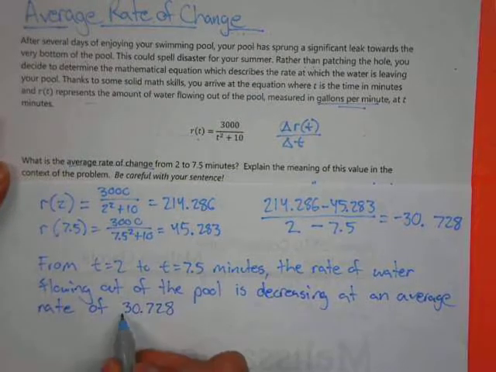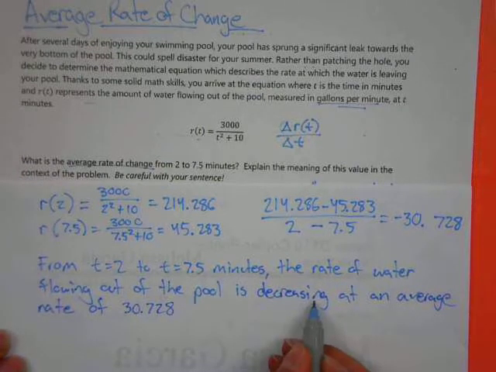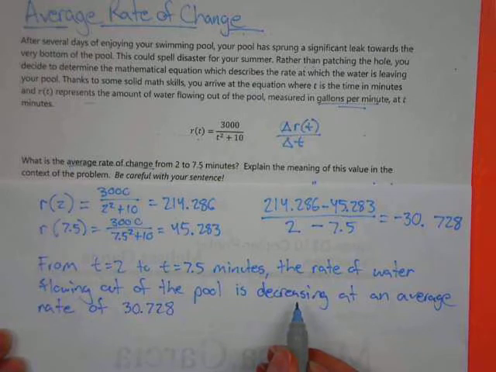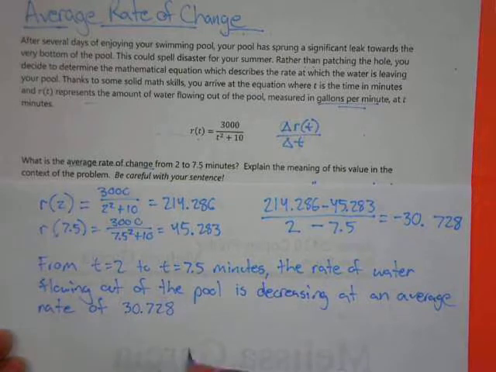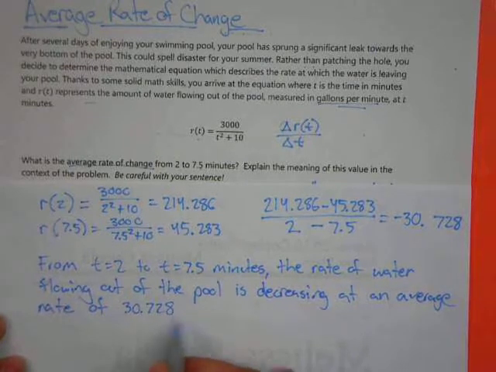30.728. Now notice I dropped the negative because I already accounted for that by saying that it is decreasing. So it is decreasing at a rate of 30.728 means that it is a negative. We do not write that on the number right here, or we would be accounting for the negative twice, which we don't want to do. Okay, and the last thing is that we don't want to leave this number by itself. I want to make sure that I have units on it.